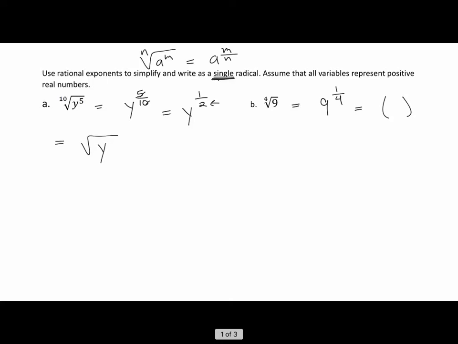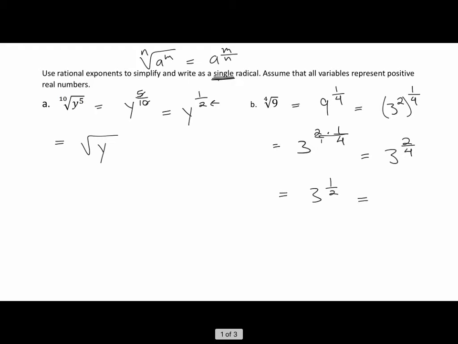Well, 9's a perfect square, right? 9 is 3 squared. So instead of 9, I'll put 3 squared to the 1/4 power. And then I have to multiply powers. 2 times 1/4. So multiply numerators, multiply denominators, and we get 2/4, which can be simplified to 1/2 if we divide 2 from the numerator and denominator.